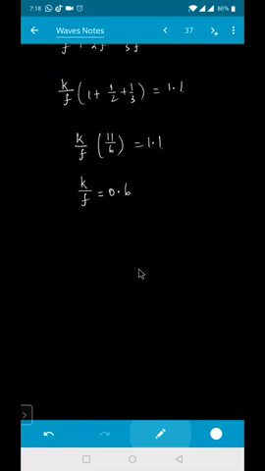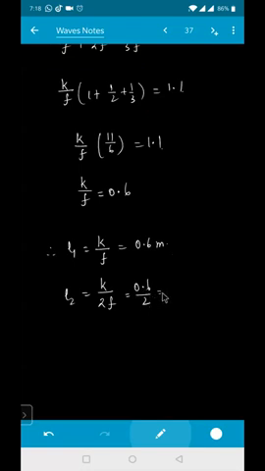So therefore, L1 must be equal to K by F, which is 0.6 meter. L2 must be equal to K by 2 times F, that is 0.6 divided by 2, which is 0.3 meters. And L3 will be K by 3 times F, that is 0.6 divided by 3, which is 0.2 meters.